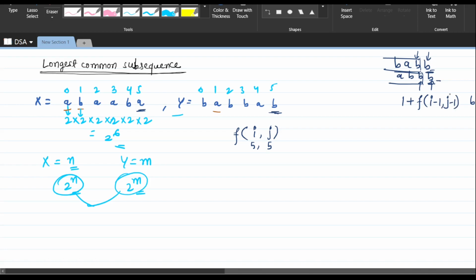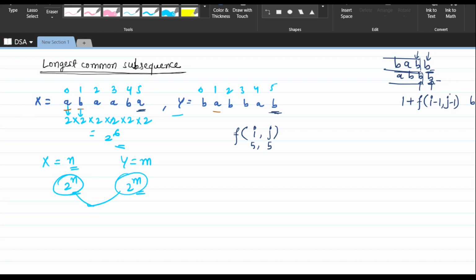And if the letters present at the ith index and jth index are not equal, then we either have to decrement i, or we have to decrement j.